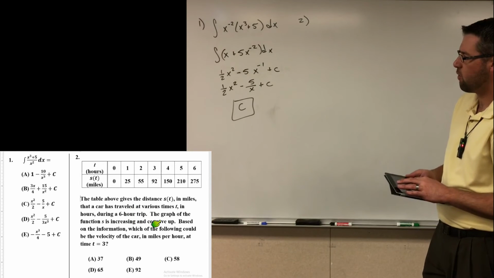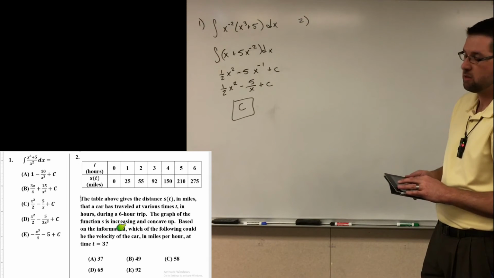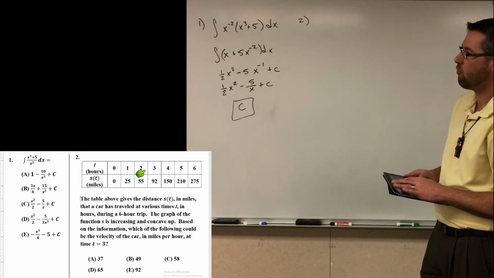It says that the graph of the position function is increasing. If position is increasing, what does that mean for velocity? Okay, and if the graph of the position is concave up, then velocity is increasing. So I want to look at a progression. I want to see velocity increasing. So I don't care what's going on from 2 to 4. I care about what's going on in increments.